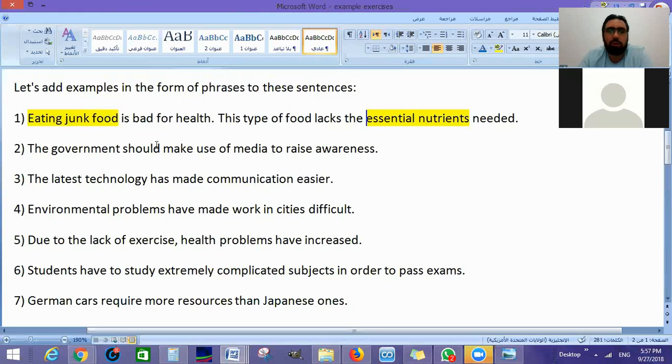Number 2, the government should make use of media to raise awareness. So maybe media. We could give an example of media. The latest technology has made communication easier. So here we have the latest technology. Environmental problems have made work in cities difficult. Is this something we could give an example of in number 4?